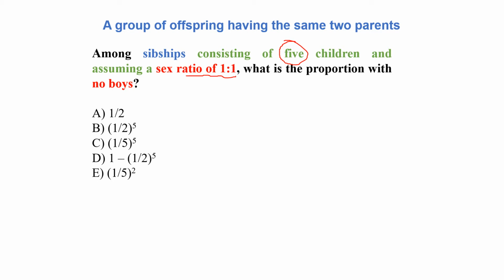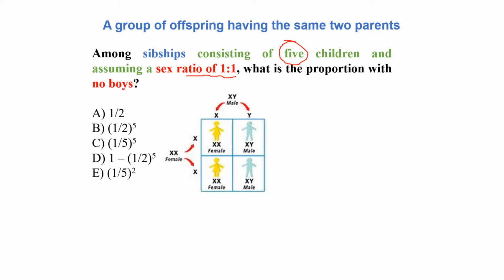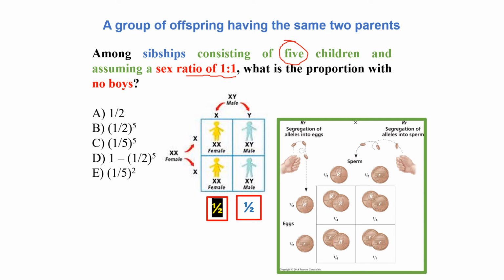And they ask you what is the probability of no boys. So first thing that you have to remember in humans is that to get this sex ratio of 1 to 1, you have 50-50 chances of getting a male or a female, a boy or a girl. And every time that you try, it's like flipping a coin. So it's an independent event. There is no relationship with the previous event.